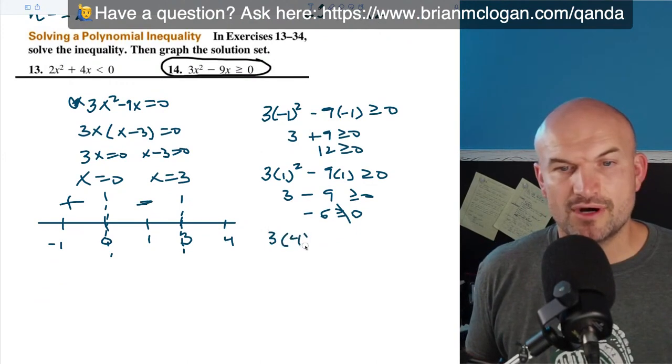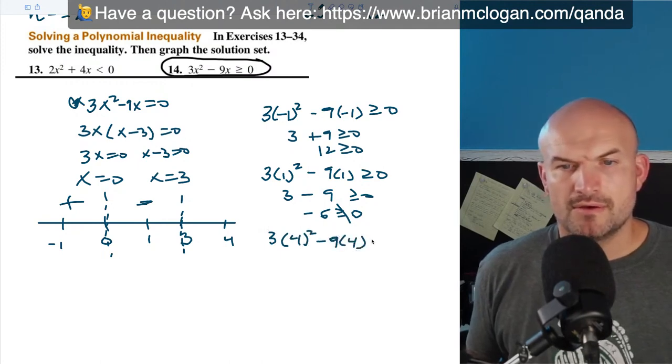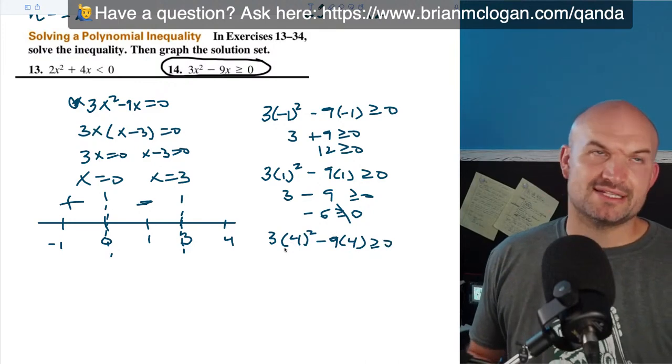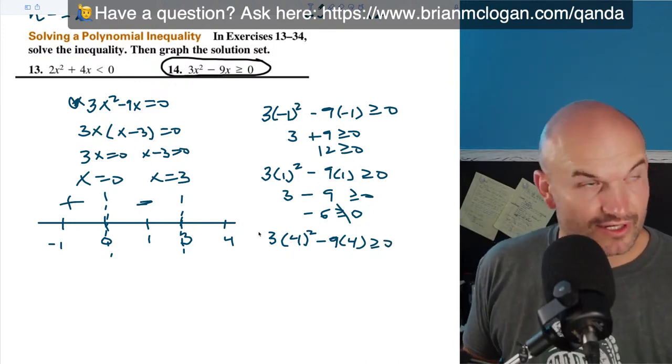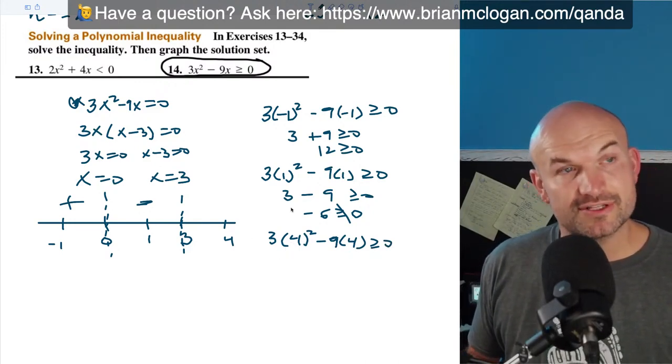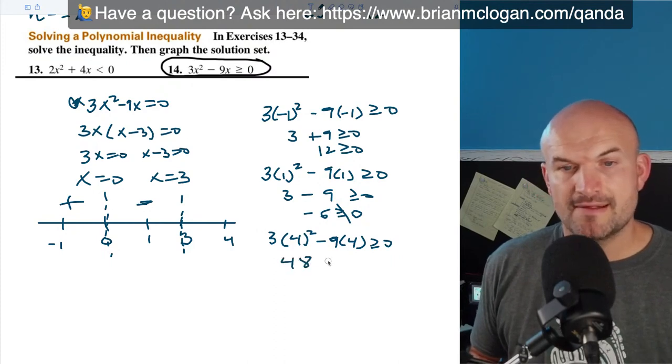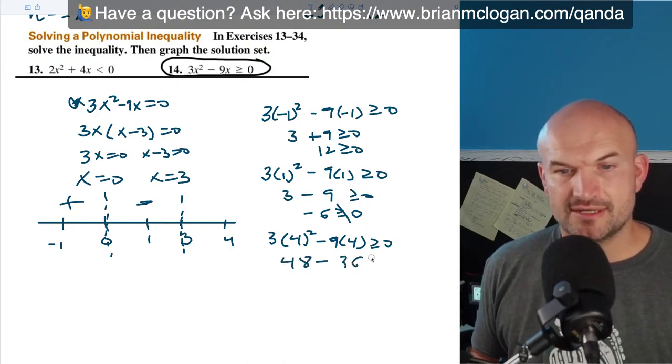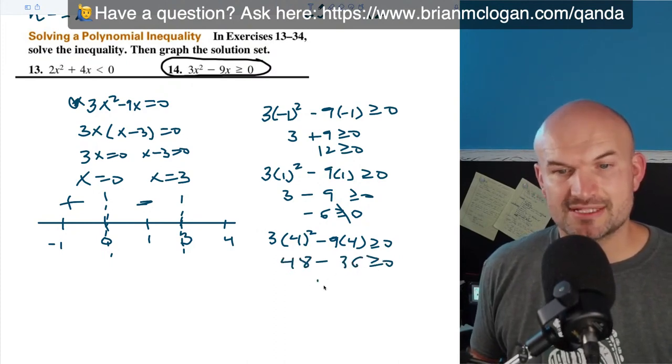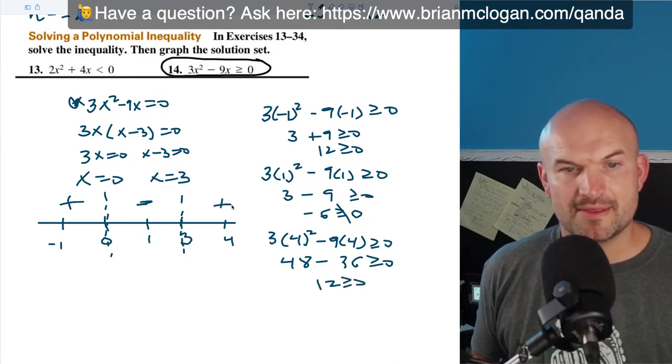Then let's check out a 4. So 3 times 4 squared minus 9 times 4 greater than or equal to 0. So that's going to be 16, so 16 times 3 is 48, minus 36 greater than or equal to 0. And you can say, hey, that's going to work. That's going to be 12 greater than or equal to 0. So that's positive. All right.